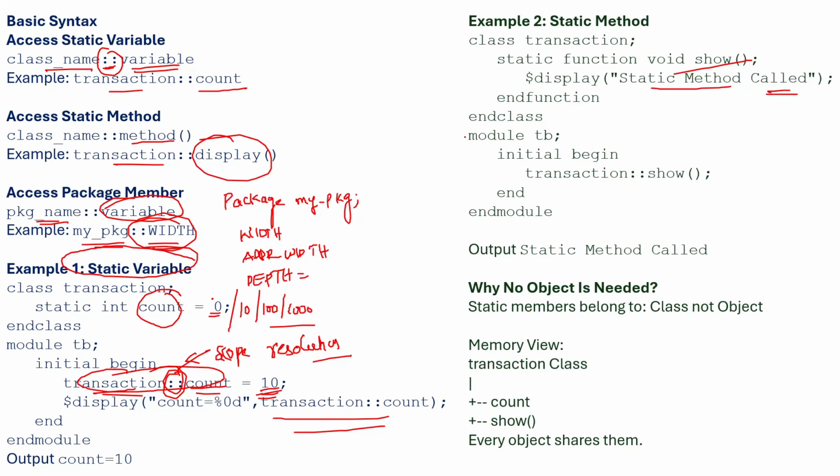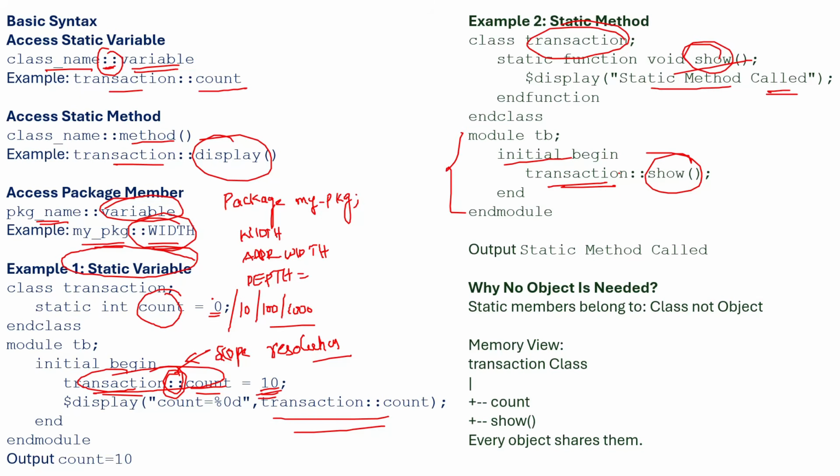After that, module TB. Inside that, initial begin, just calling this method. So the method name is show. How do you call that? Your class name is transaction class. So scope resolution and then method. Without the class name, I can't call my methods or properties, because I need to tell you where you are coming from. I need to know which place you are coming from. That is the reason you need to mention the class name and the scope resolution operator.